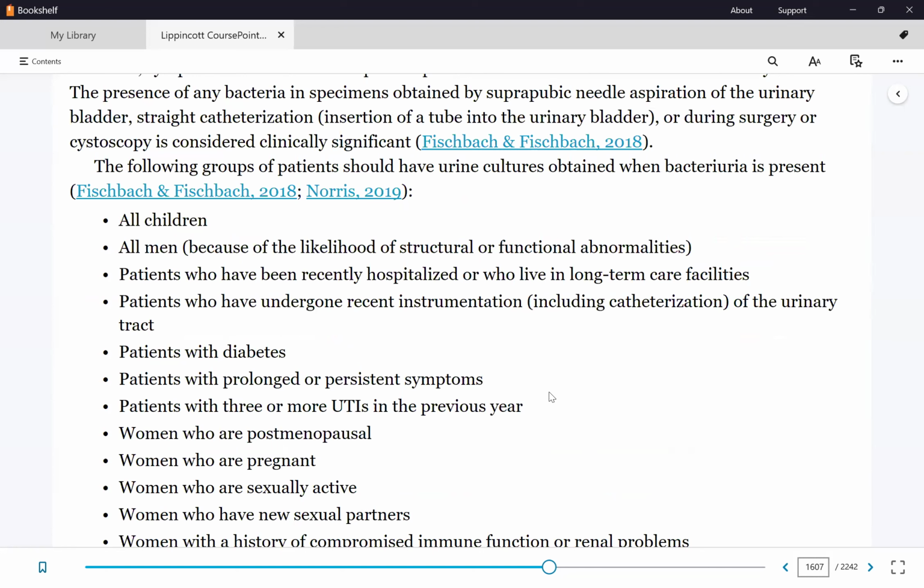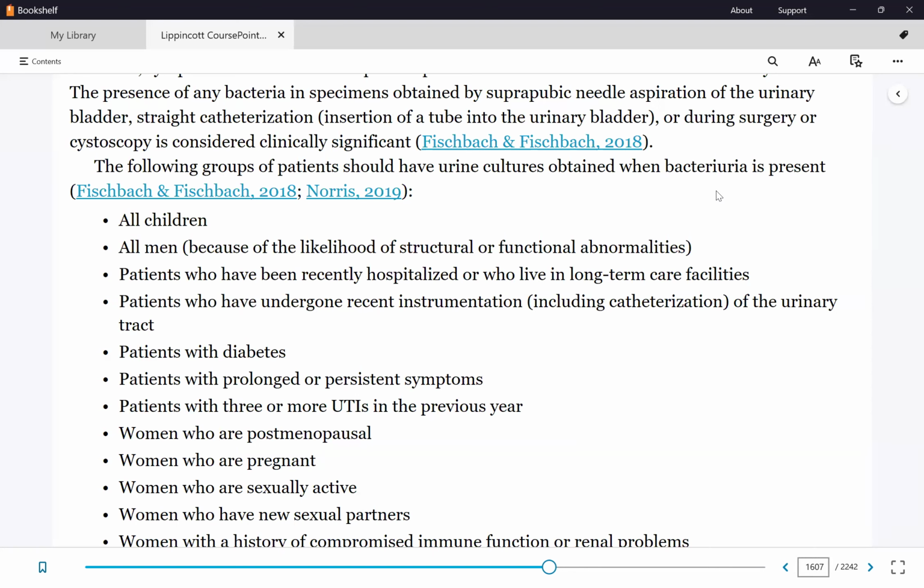Okay, and then the doctors will follow this criteria. So if you belong in these, then you should have urine cultures drawn. So all children UTIs, because kids should not have UTIs, because they're not sexually active. These are young children, so it doesn't make sense. Why would a young child have a UTI? So it's not typical. All men, because men are typically not prone to UTI, right? So we should have cultures drawn for men.